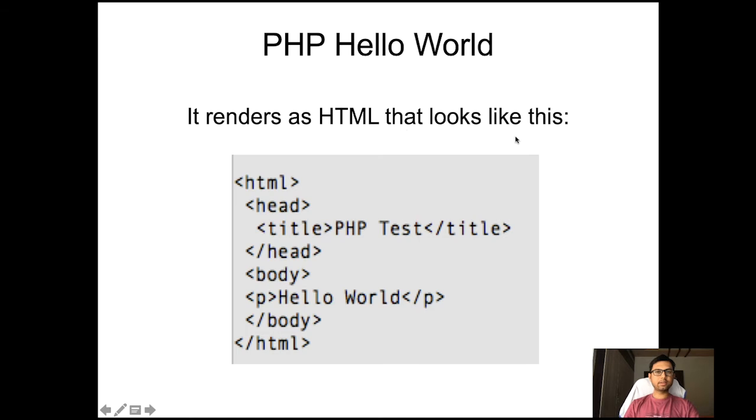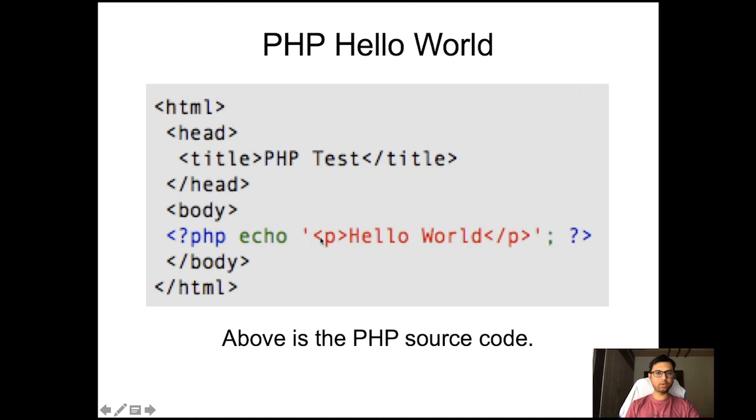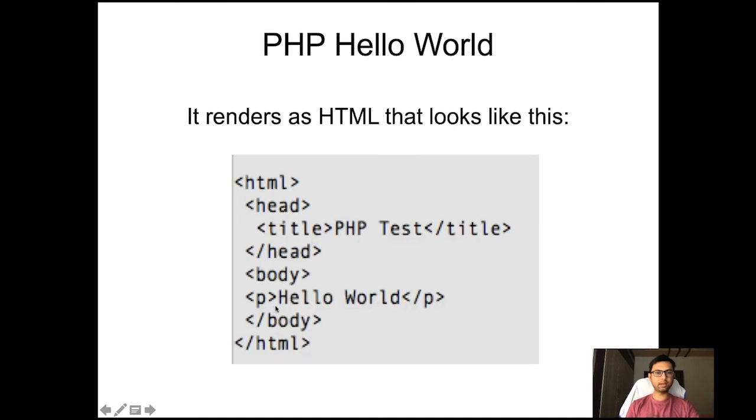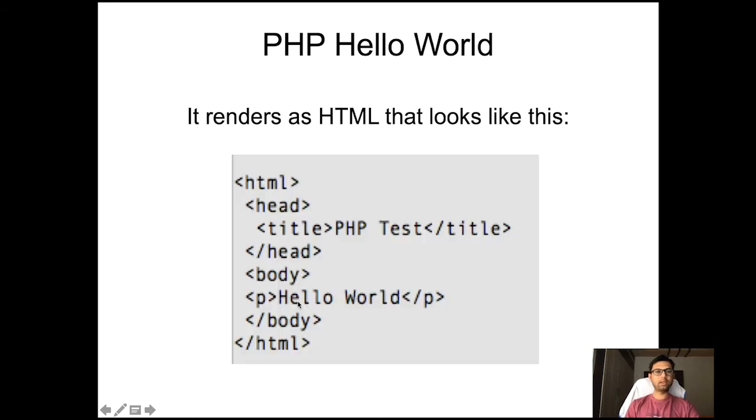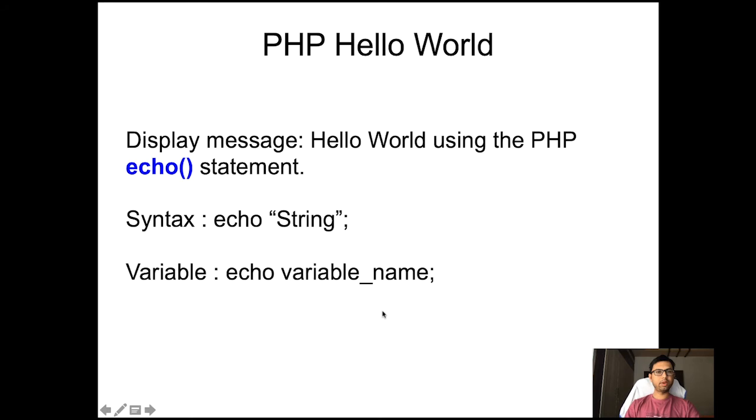It renders this HTML like this. So whatever is written in between PHP and the echo statement, it will convert it like this P tag and hello world, and give the output as hello world in the browser. In this PHP, we can see that the echo statement is used to print the string. We can also print the value of a variable using the echo statement with this syntax: echo and then directly the variable name.